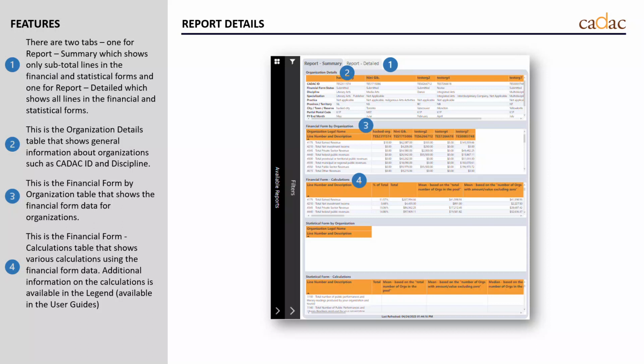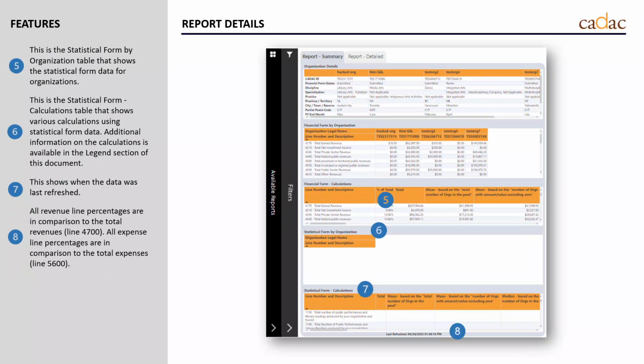The top table in those pairs shows an overview of the data broken out for each organization, while the lower table in those pairs shows summary data and statistics based on your selected organizations, but does not show organization-specific data. A few notes on how those reports are set up. Firstly, we want to note that all revenue line percentages are in comparison to total revenues, which is line 4700 on the financial form. And all expenses are in comparison to the total expenses, line 5600.